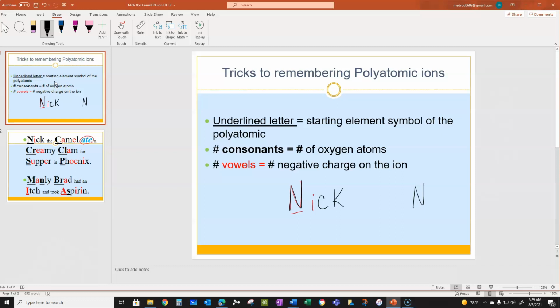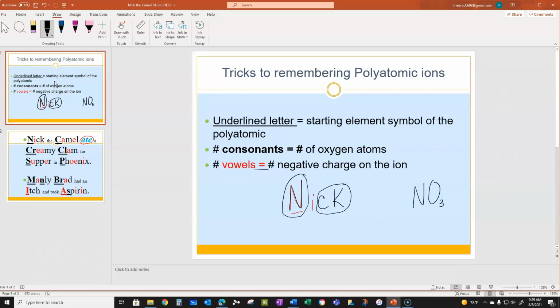The consonants, now this one you got to go back to kindergarten, ladies and gentlemen. Consonants are like B, C, D, basically the not vowels. That tells you how many oxygens you have. Well, when you're counting how many consonants, this front letter counts as that. Okay, so just because it's underlined, you got to count it too. And then C and K, these aren't vowels, so I count them also. So I see 3 consonants, so that must mean I have 3 oxygens.